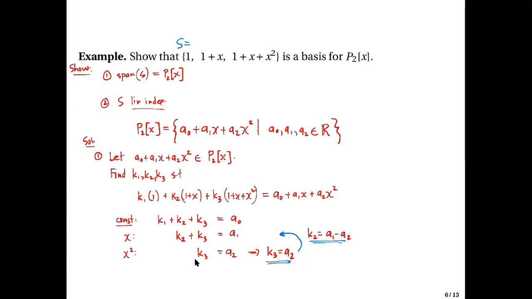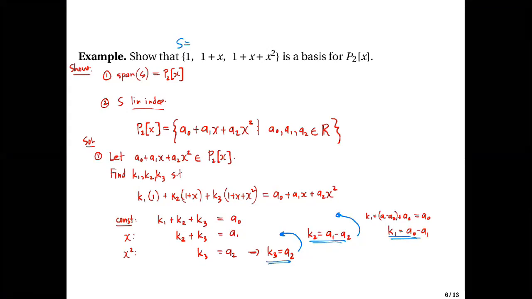So we now have an actual value for k2. For k1, we substitute it here. So k1 plus k2, but k2 is a1 minus a2, plus k3, but k3 equals a2, and this is equal to a0, which means that a2 cancels out and k1 is a0 minus a1. So actual numbers.